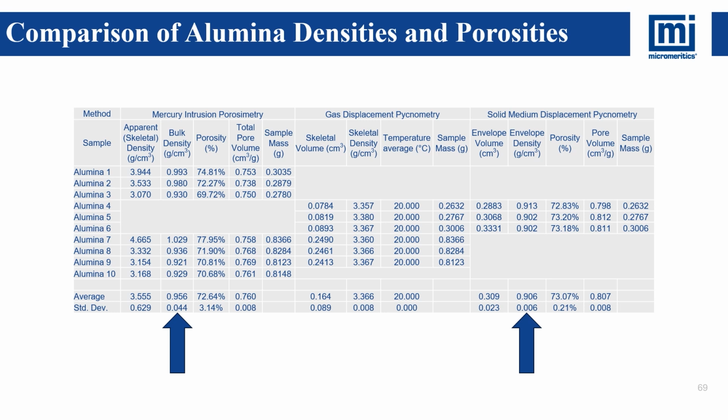Looking at the percent porosities, we do see reasonably good agreement between the two. Again, the two displacement techniques give a little bit better reproducibility than the mercury intrusion, again due to some of the uncertainties in the penetrometer volumes. Now, some of that uncertainty cancels out because that uncertainty is in both the bulk density and the skeletal density measurements from mercury intrusion, so it does improve things. And actually, our percent porosities agree quite well between the two methods.